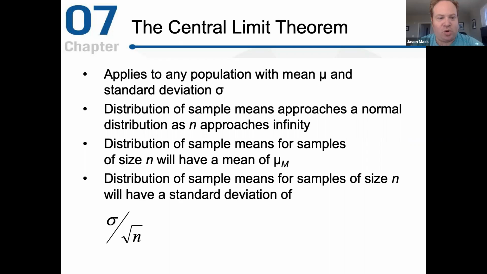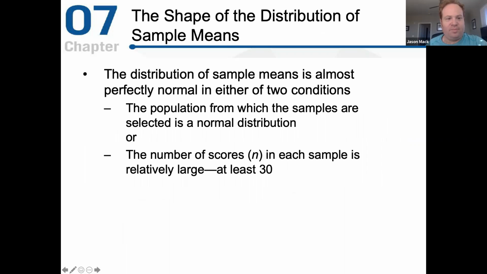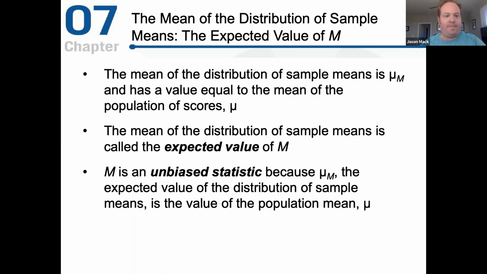The distribution of sample means approaches a normal distribution as n approaches infinity. The distribution of sample means for samples of size n will have a mean equal to the population mean. The distribution of sample means for sample size n will have a standard deviation of the standard deviation divided by the square root of n. The distribution of sample means is almost perfectly normal under either of two conditions: the population from which the samples are selected is a normal distribution, or the number of scores n in each sample is relatively large, at least 30.